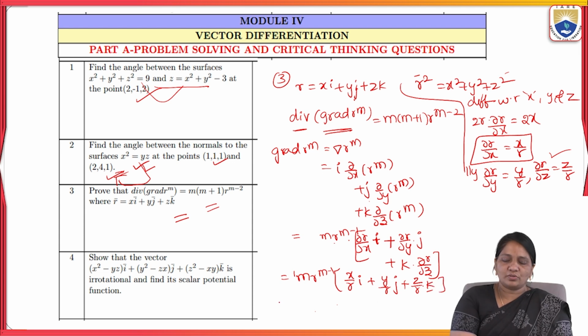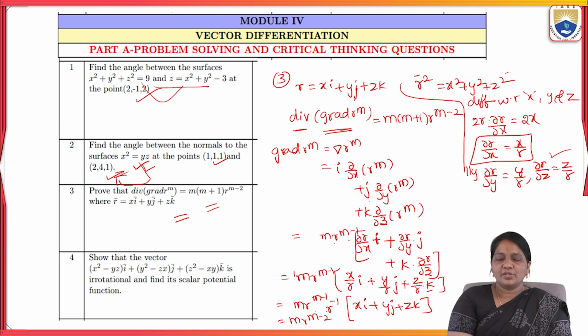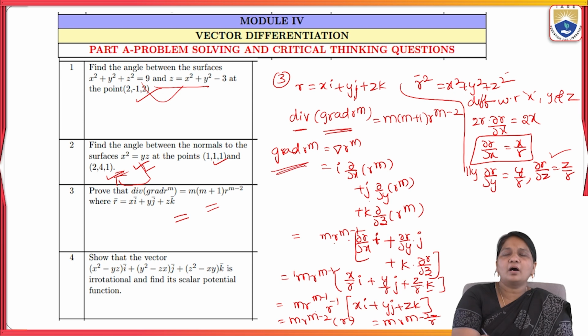So taking the common factors, m into r power m minus 1, and the 1 by r, so take the common r power minus 1: xi plus yj plus zk. So this is m into r power m minus 2, and here we are getting this value is r bar. So finally m into r power m minus 2 into r bar. Minus 1 and minus 1 is minus 2. So this is the grad r power m value.